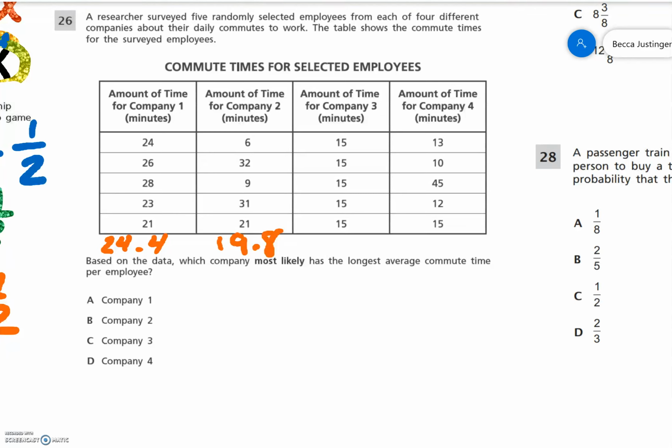And the third company, 15 plus 15 plus 15, they're all 15, divided by 5 is 15. And the last one, 13 plus 10 plus 45 plus 12 plus 15, divided by 5 is 19. So which company most likely has the longest average commute? That would be company 1. They have an average of 24.4 minutes.